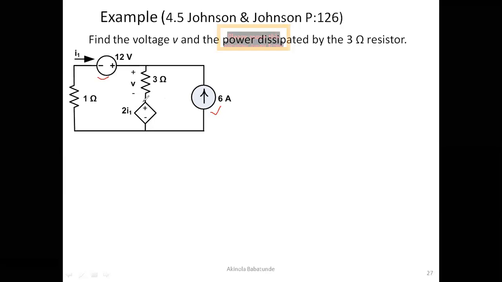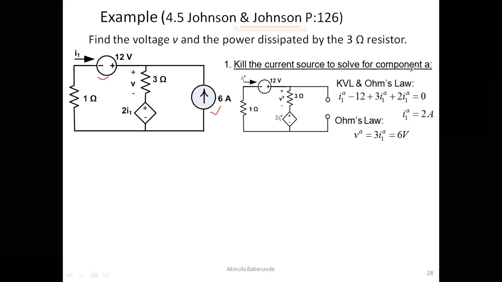Since we have these, and we already mentioned that for dependent sources, we don't kill them. So this remains in the circuit. That simply means at some point we kill the current source, find the response from this circuit, and then we restore the current source and kill the voltage source, find the second response, and then from there we'll come up with our final solution. So let's try to implement that right away. Kill the current source to solve for component A.